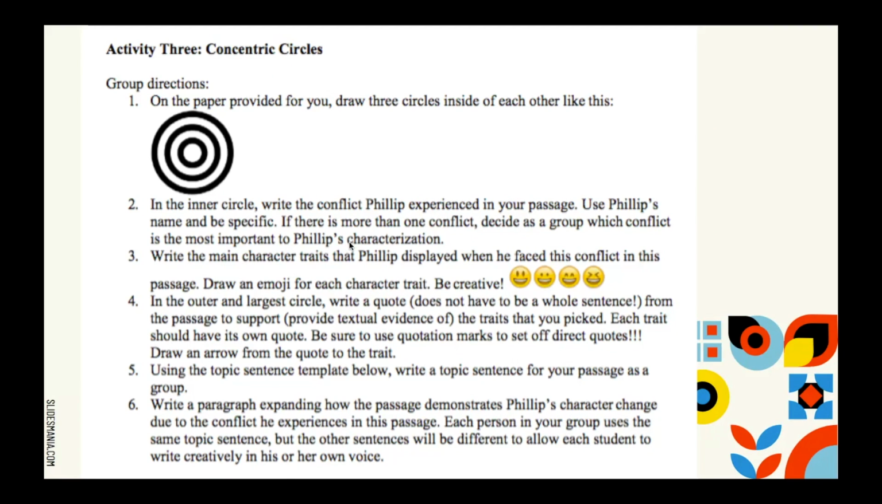Now, sometimes you may have more than one conflict in a passage, and that's fine. So if that happens to arise, just let the group decide which one is the most important to Philip's characterization, what reveals the most about his reaction to the conflicts.